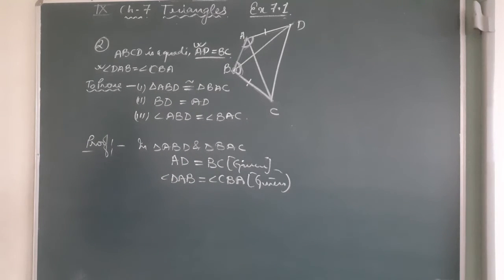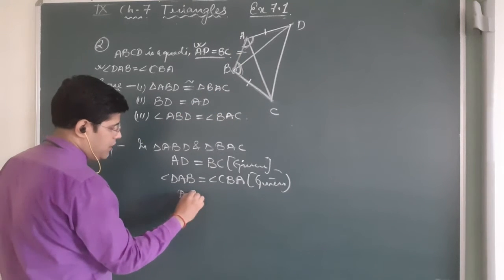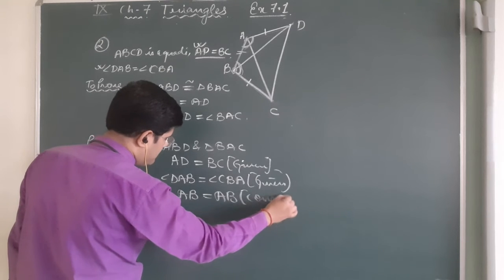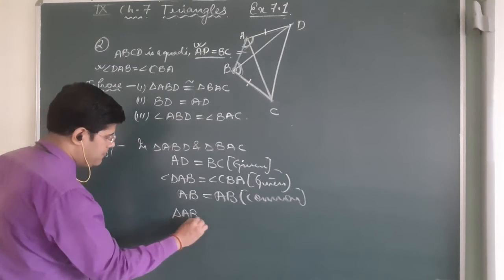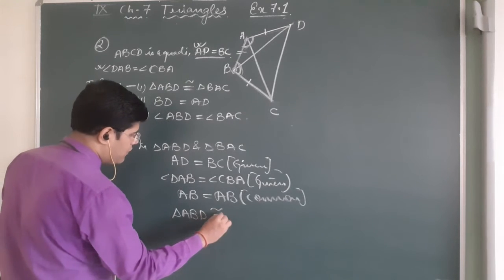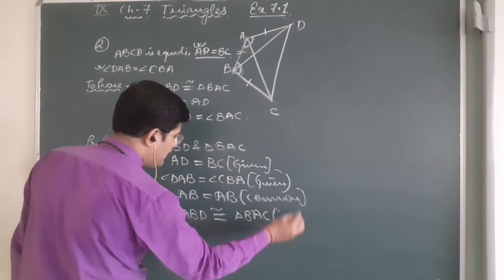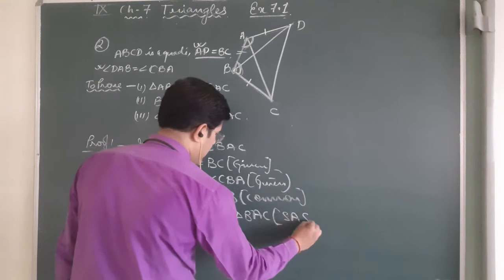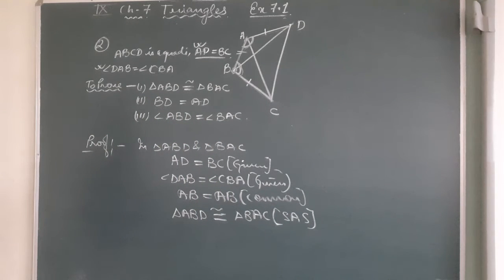After that, which part is common? So AB equal to AB is common. So here we can say triangle ABD is congruent to triangle BAC by SAS, again side angle side, SAS property. After proving this property, now move to the second and third part.